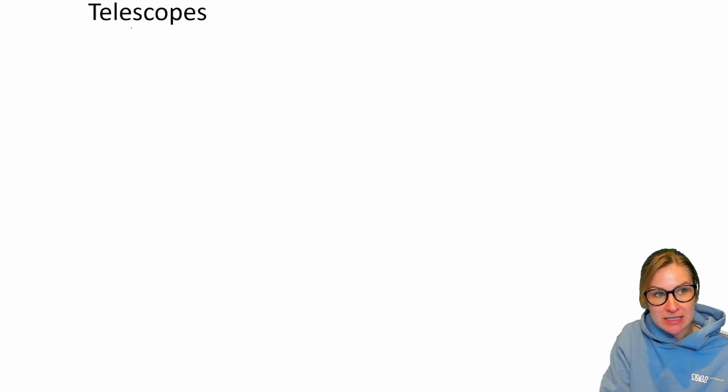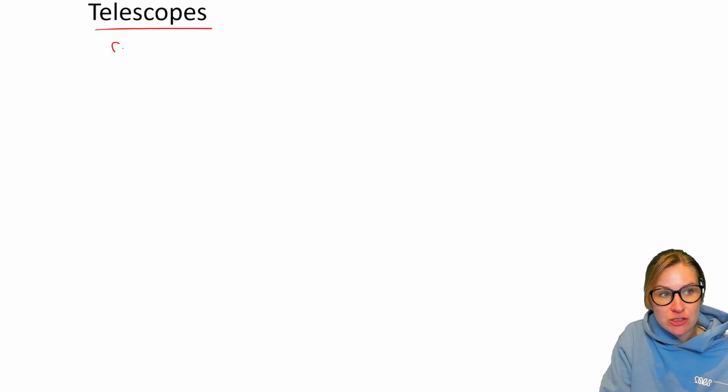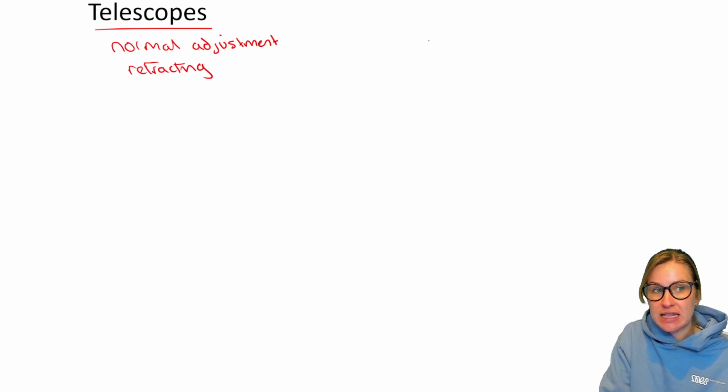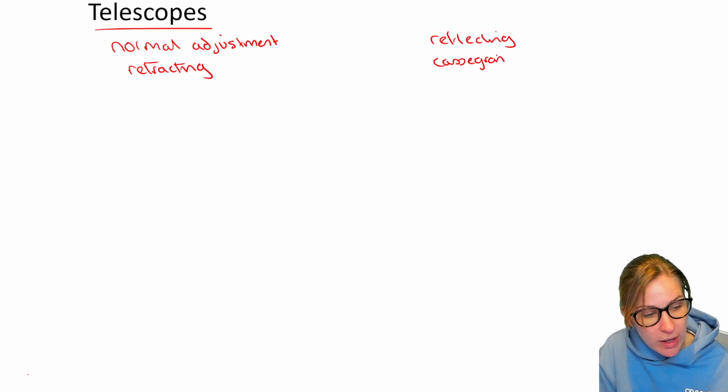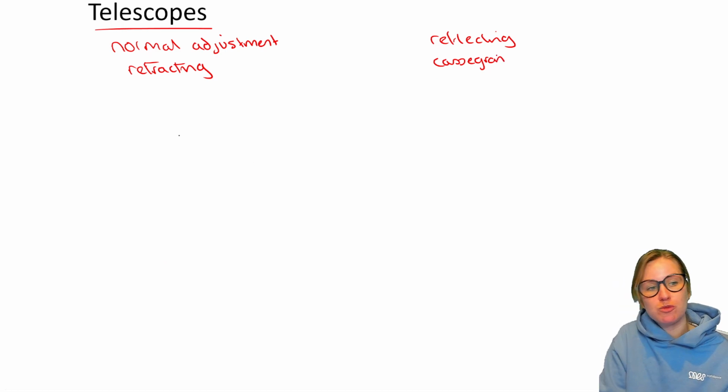Okay, so in this video, we're going to do a quick intro to the two types of telescopes. There's two main types of telescopes you need to know about. You need to know normal adjustment telescopes. You can see it written in your test as normal adjustment, or you'll call it refracting telescopes, okay? Or you might see that you've got reflecting telescopes, or you might call them the Cassegrain telescope, okay?